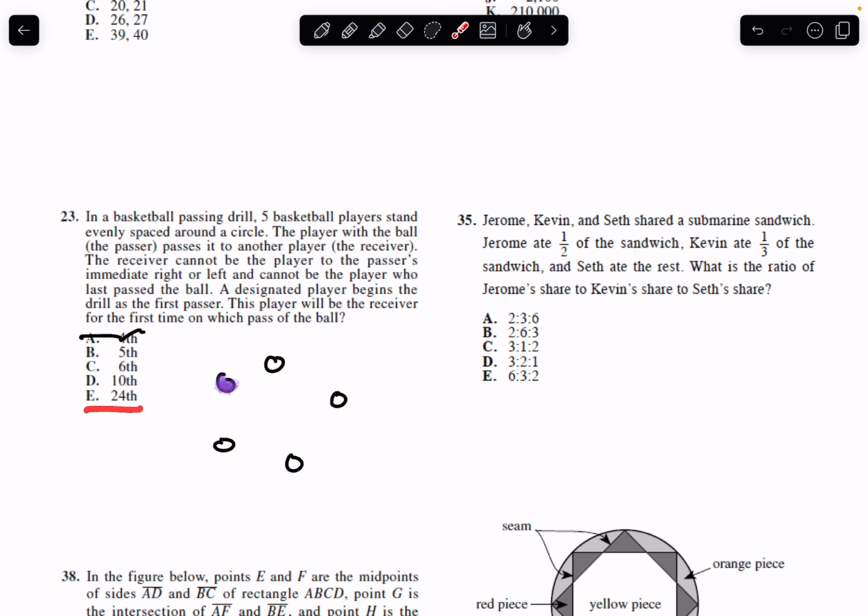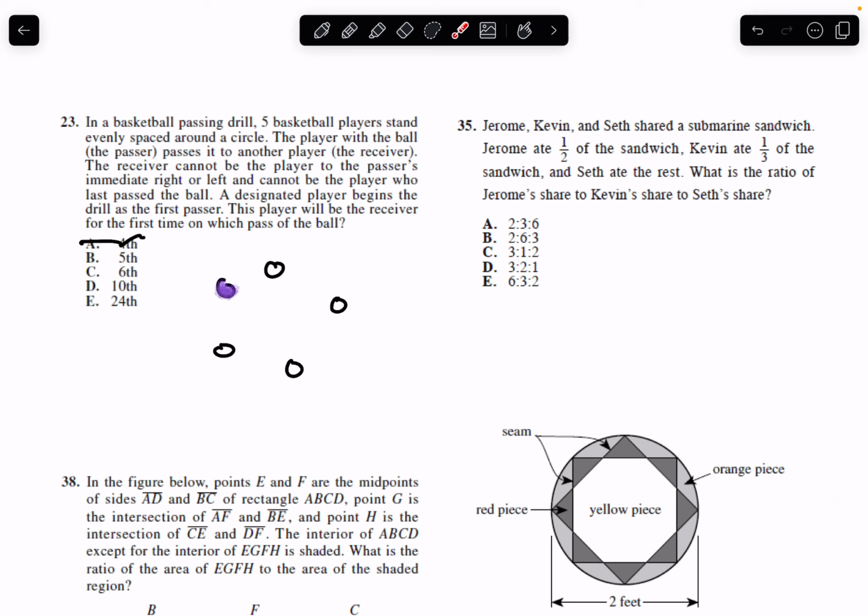If it was 24, that means after he passes it, it bounces to everybody but him, and then eventually it happens to go back. That doesn't make a lot of sense either. Same with the 10th. That means after he passes it, everybody else is going to get it twice before it comes back to him. Again, that's not going to make a lot of sense. So now you're down to 5 or 6. You can work your way through the problem and see if it makes sense.